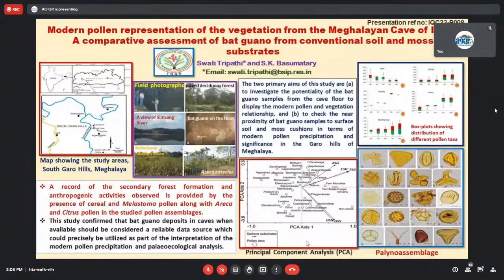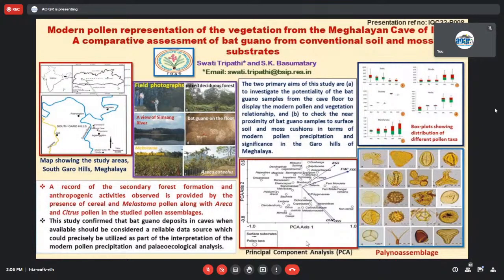Thank you, sir. Good afternoon to everyone. The title of my talk is on your screen. We started this study with a question: is bat guano a potential pollen trap? This is a comparative assessment from conventional soil and moss substrates from one of the Meghalayan caves. Meghalaya is known to have many caves, and this is critical for pollen studies in this region, as the cave floor provides better pollen preservation in comparison to open sites due to less chance of oxidation. A recent study of guano deposits from the USA revealed an immense potential for pollen in guano piles to be used for the study of past environments.